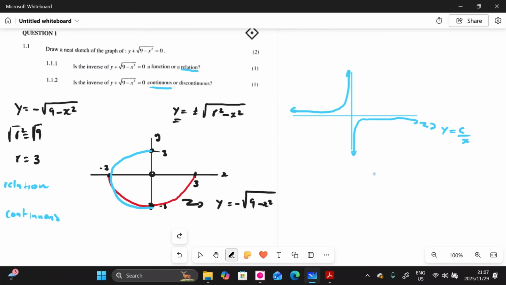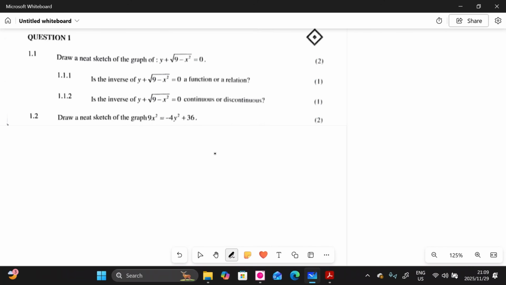Right, people, we are done with this one. It was straightforward. All right, guys, so here's 1.2. Now this is a different question on its own. They want us to draw or sketch a graph of 9x squared is equaling to negative 4y squared plus 36.